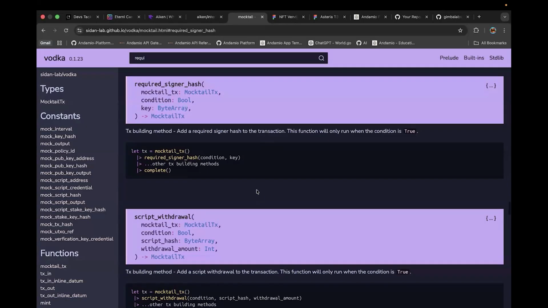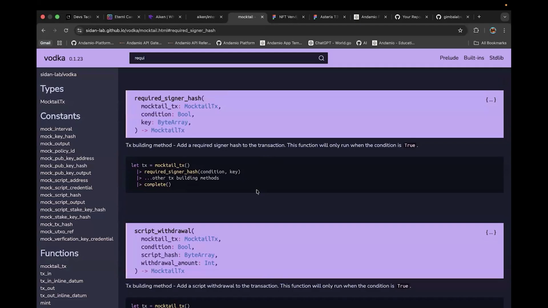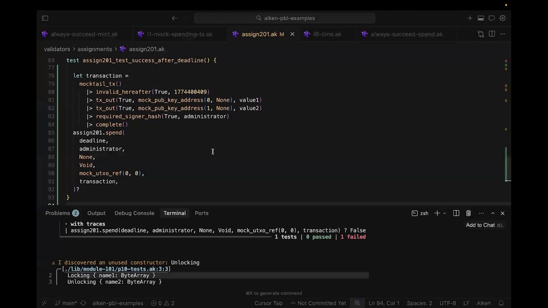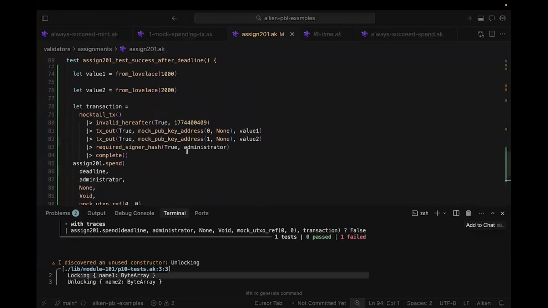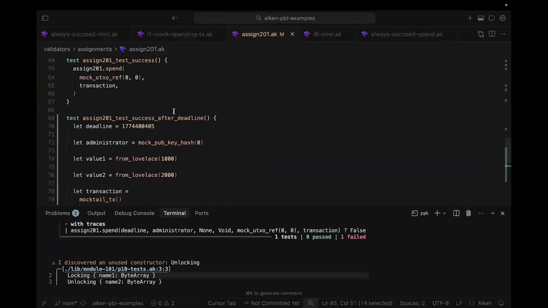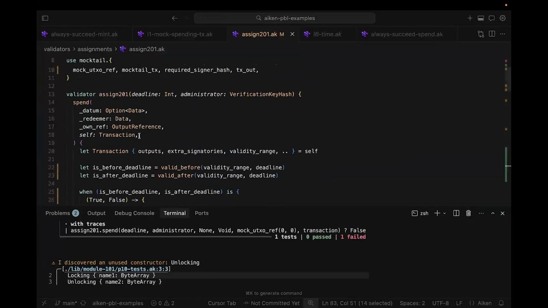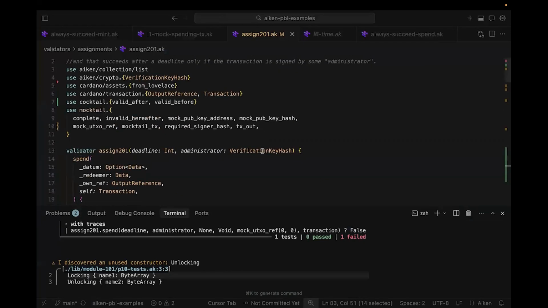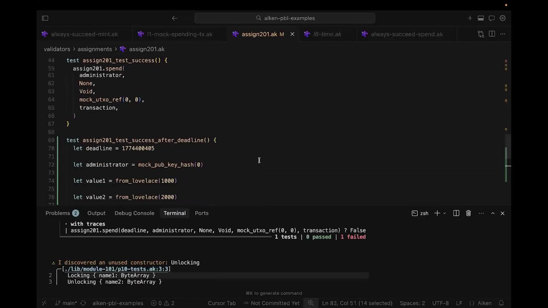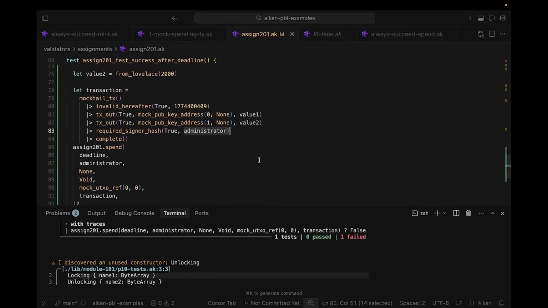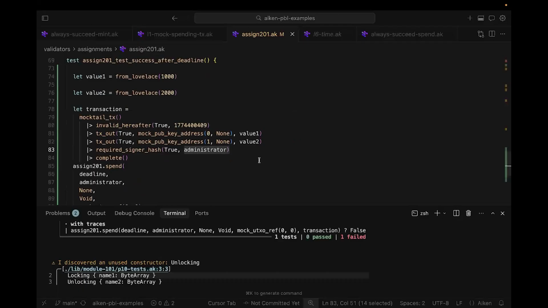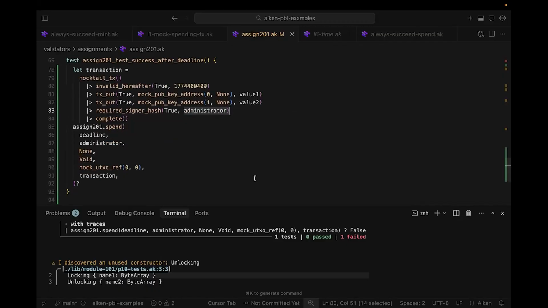So maybe go back to the code again. How are we using it? We're saying required signer true and administrator is the administrator key, which is just the key, because it is a byte array, right? Yeah, so this is a verification key hash, which is a byte array. That's fine. Verification key hash is a hash, and hash is always a byte array. Yeah, that's fine. What am I missing here?